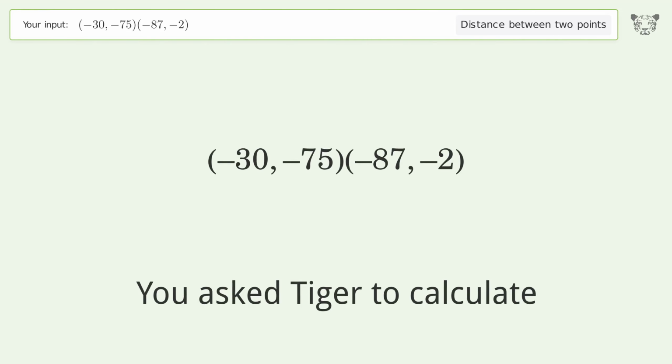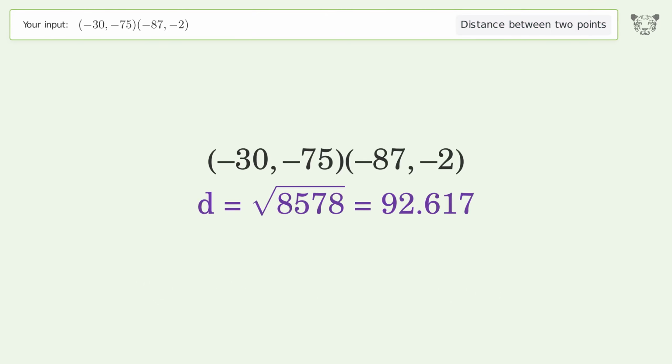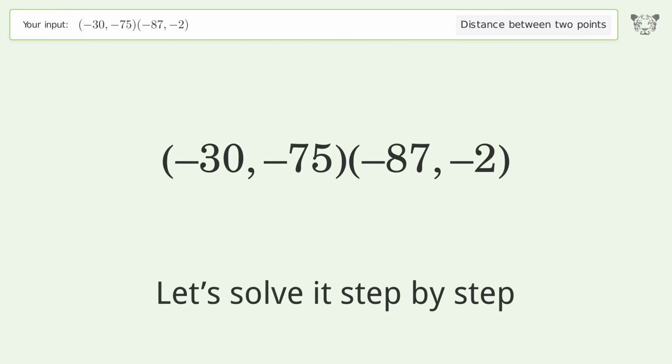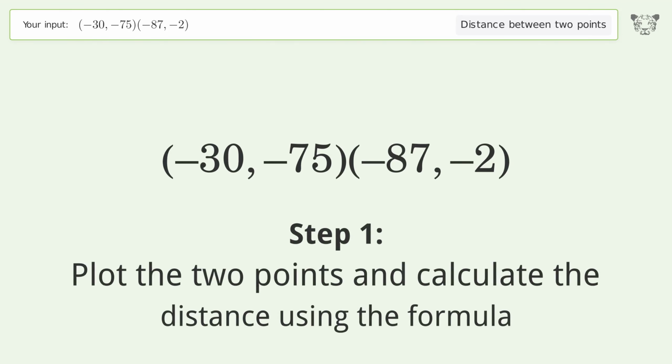You ask Tiger to calculate. This deals with the distance between 2 points. The distance between the 2 points is the square root of 8,578, or 92.617. Let's solve it step by step. Plot the 2 points and calculate the distance using the formula.